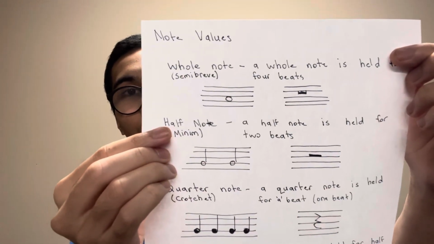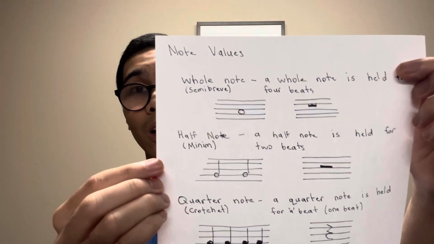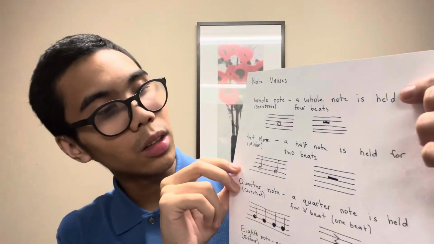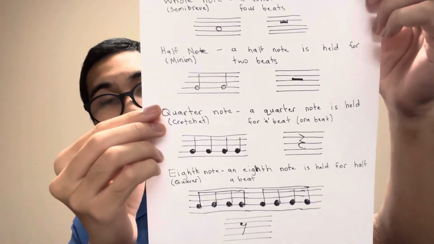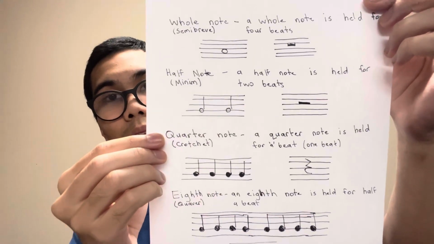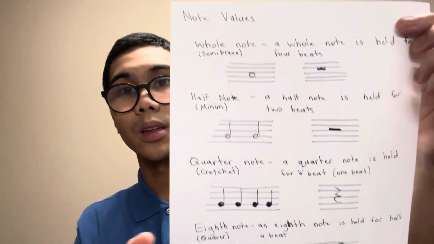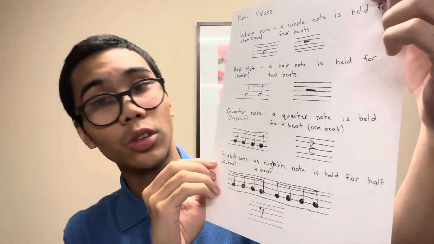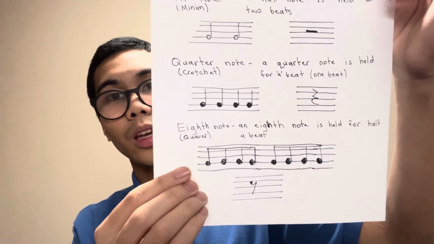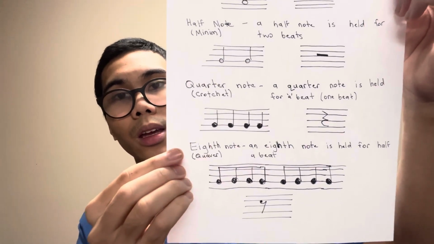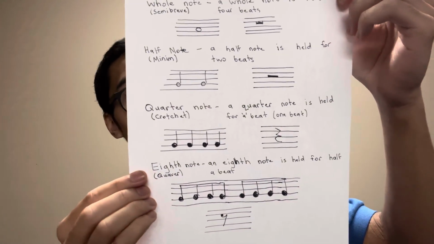And right here we have a half note, and a half note is held for 2 beats. This is called a minim. Then we have your quarter note, and a quarter note is held for 1 beat. It's also known as a crotchet. Then at the very bottom we have an eighth note, and an eighth note is held half a beat.